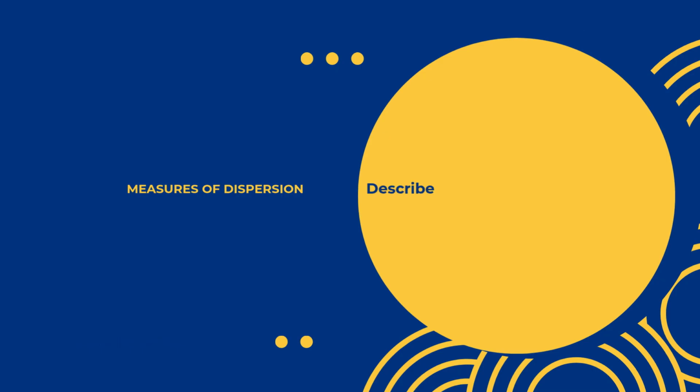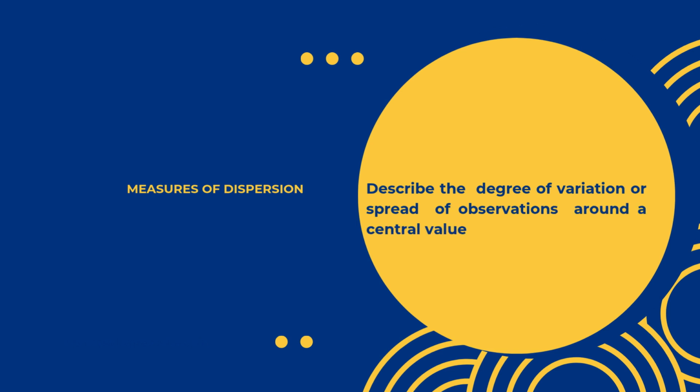Measures of dispersion describe the degree of spread or variability of observations around a central value. They are also called measures of variation or measures of scatter. There are several measures of dispersion, and the simplest among them is range.